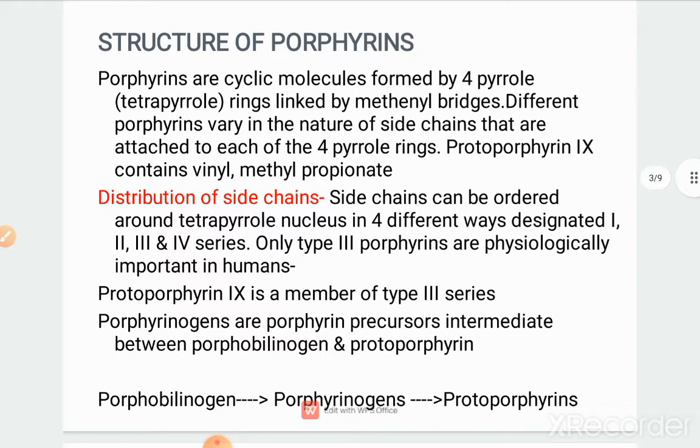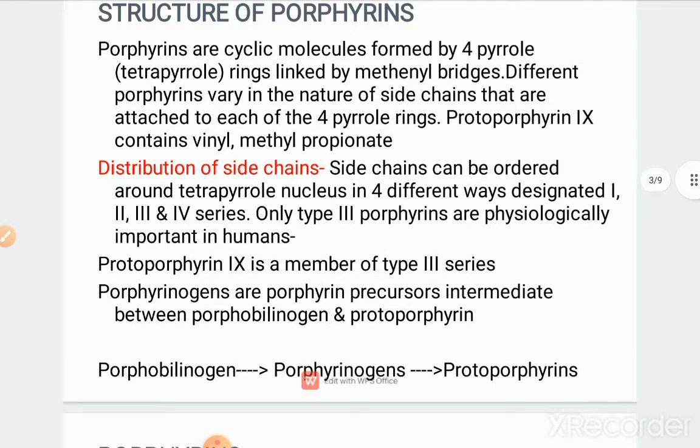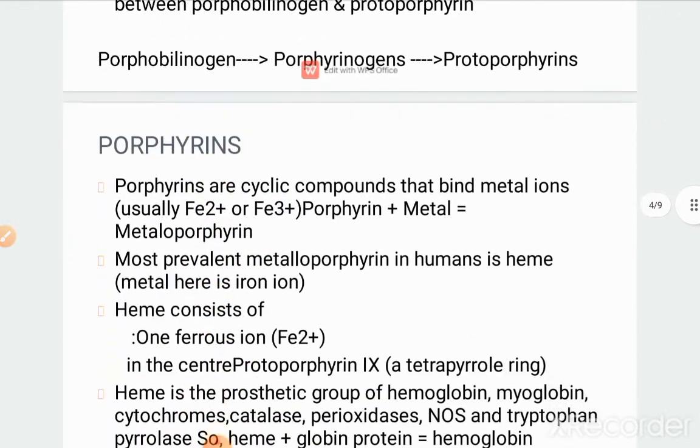The structure of porphyrin. Porphyrins are cyclic molecules formed by four pyrrole (tetrapyrrole) rings linked by methenyl bridges. Different porphyrins vary in the nature of side chains that are attached to each of the four pyrrole rings. Each protoporphyrin contains vinyl, methyl, and propionate groups. The distribution of the chains may vary, and we will see the structure here.